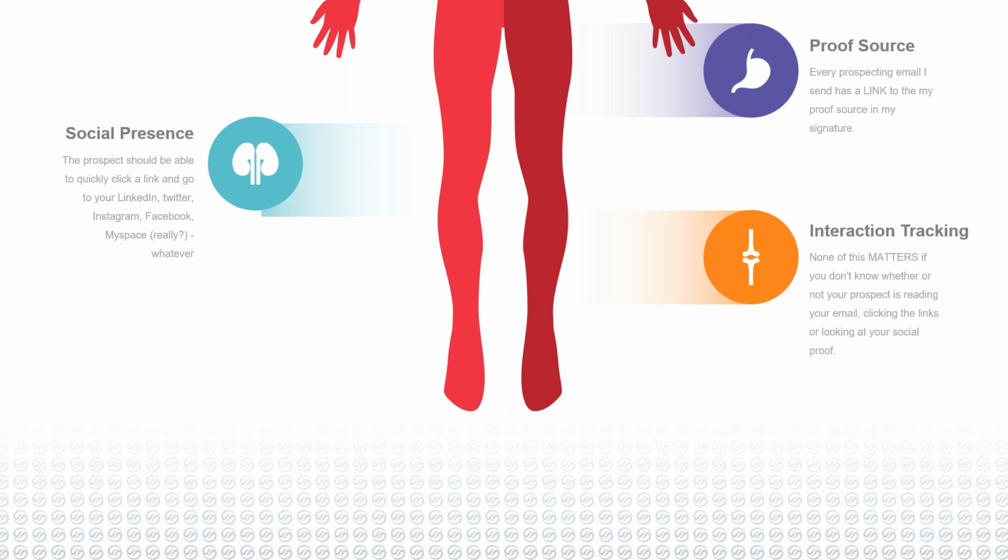Social presence. Every email should have access to your social media presence. They should be able to go from your email and go anywhere within your social media environment to find where you are, to find out what you're talking about, to find out what you're commenting on and what you're saying, right? And that's essential.